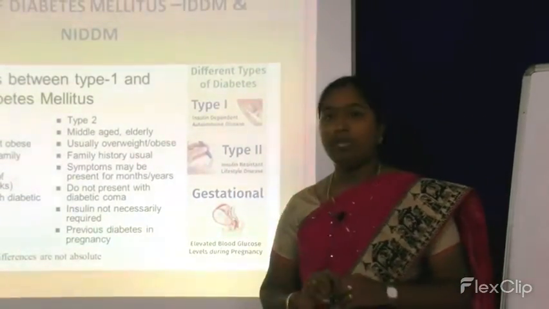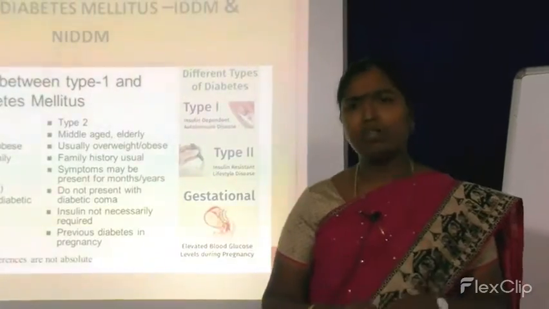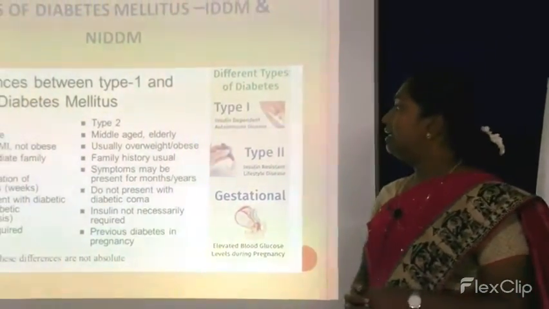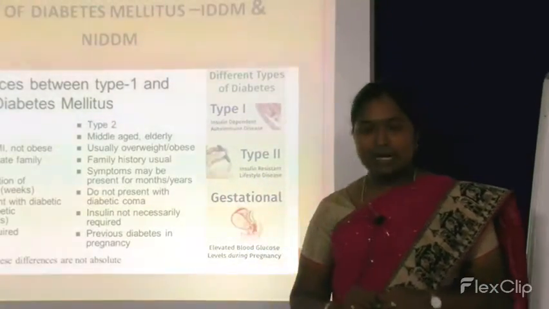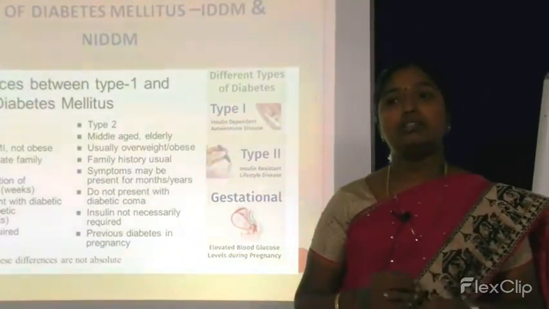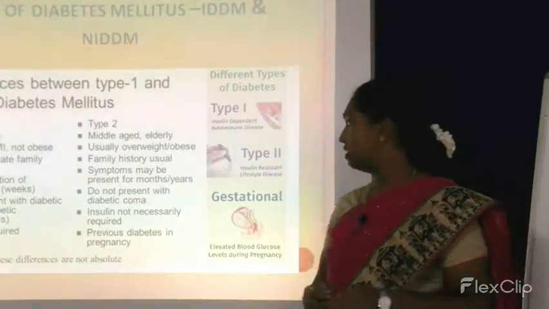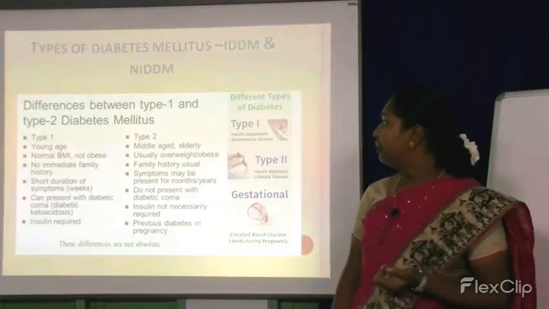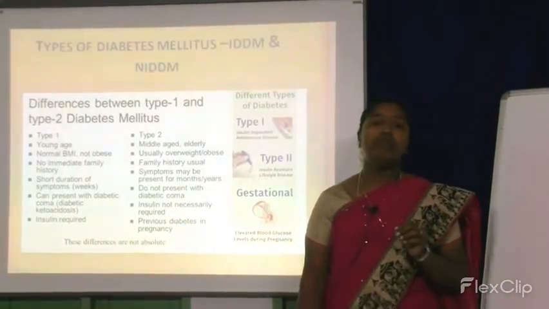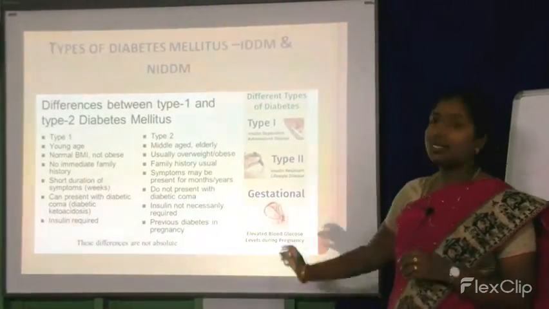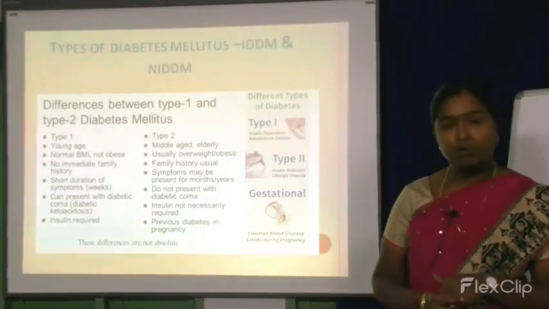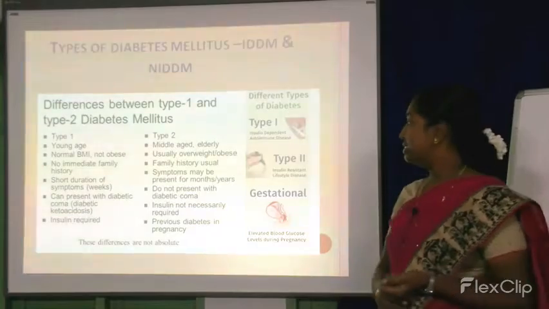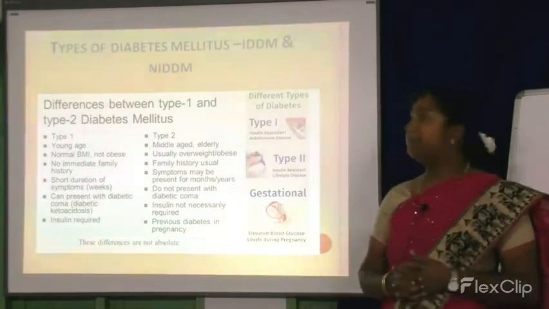The symptoms appear over a short duration in type 1 diabetes. In type 2, the symptoms are present over months or years. Diabetic coma, that is diabetic acidosis or ketoacidosis, can be present in type 1 diabetes, whereas diabetic coma is not present in type 2. Insulin is mostly required for type 1 diabetes. Insulin is not necessarily required for type 2 diabetes. Gestational diabetes is seen in pregnancies. So these are the differences.